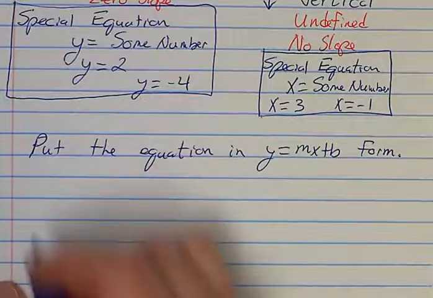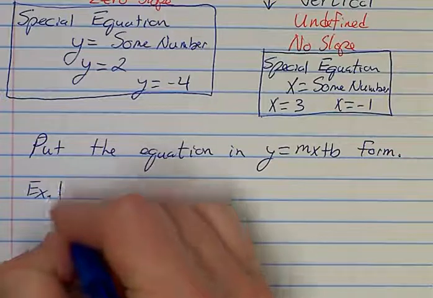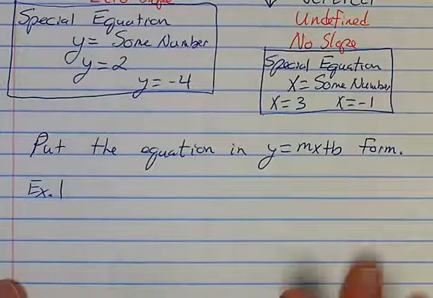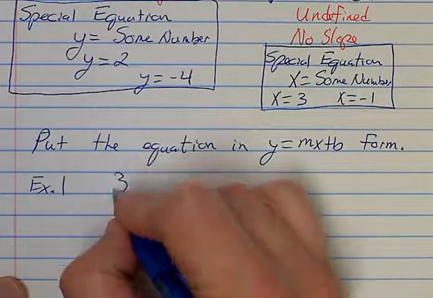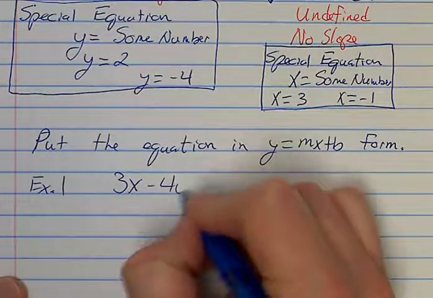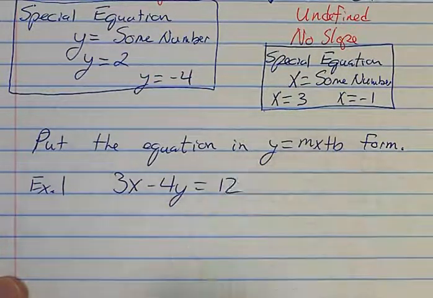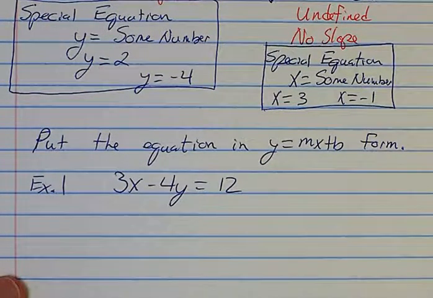We're going to do two of these and then we'll be done. And these aren't too bad because you're just going to move some stuff around for the most part. So we got 3x minus 4y equals 12. Now, here's why we practiced on that first test, and we'll go back over that here in just a second.